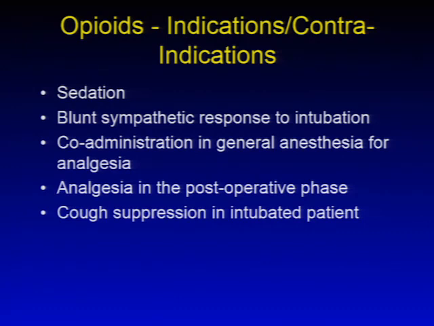Indications and contraindications for opioids. They can be used as sedative agents. They can blunt the sympathetic response to intubation. They can be co-administered in general anesthesia for analgesia. They can be used as a primary analgesic in the post-operative phase. And they can also be used for cough suppression in the intubated patient.